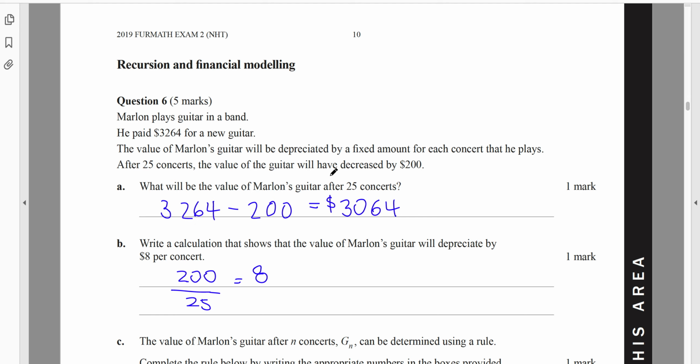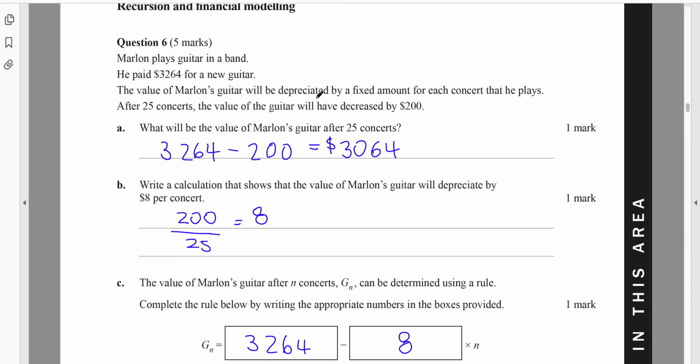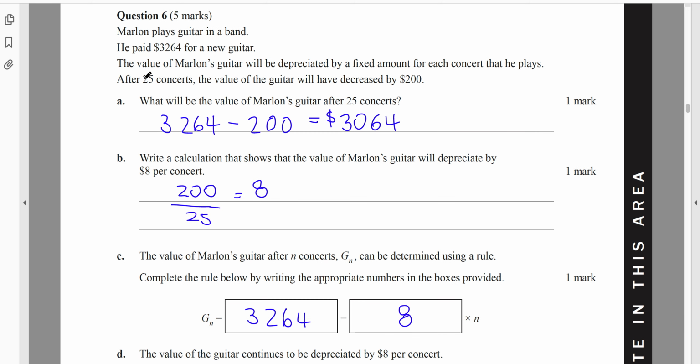So with this first one here, we've got someone playing a guitar, and we've got a cost price of that guitar, so the 3264. We're also told that the value of the guitar is going to go down, so it's depreciating over time, but it's depreciated by a fixed amount for each concert. So when I see that, I'm looking at it being flat rate depreciation or unit cost depreciation, depending on whether it's a time or a use. Now, if you have a look here, it's saying that it's a fixed amount for each concert. So then I know straight away that it's a unit cost.